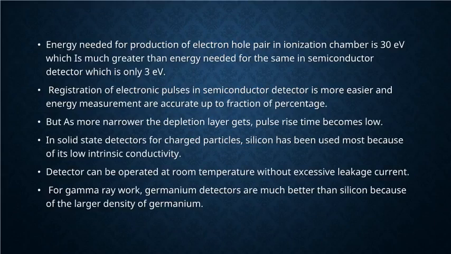But the narrower the depletion layer gets, the lower the pulse rise time becomes. In solid-state detectors for charged particles, silicon has been used the most because of its low intrinsic conductivity. This means that the detector can be operated at room temperature without excessive leakage current. For gamma-ray work, germanium detectors are much better than silicon because of the larger density of germanium.